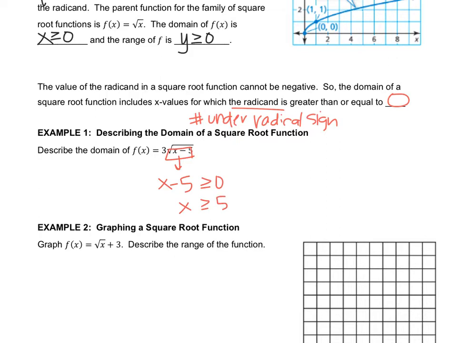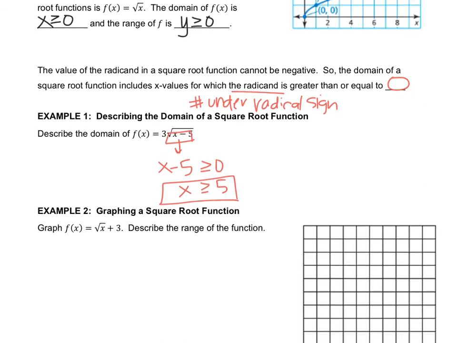That means that the graph won't have any values less than 5. Any x value less than 5 will not be on the graph. There won't be a dot anywhere. So to answer this question, describe the domain, we would say the domain is x is greater than or equal to 5. All right, let's graph one.